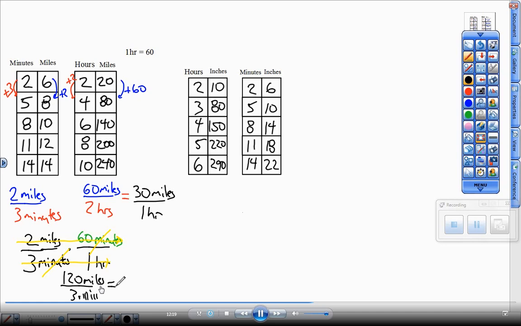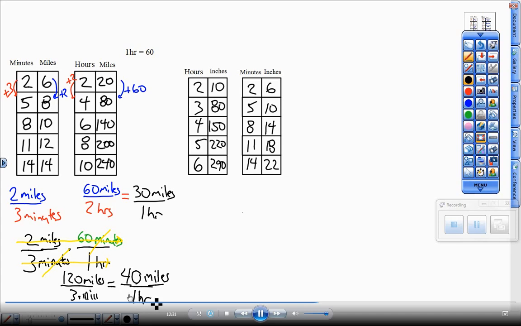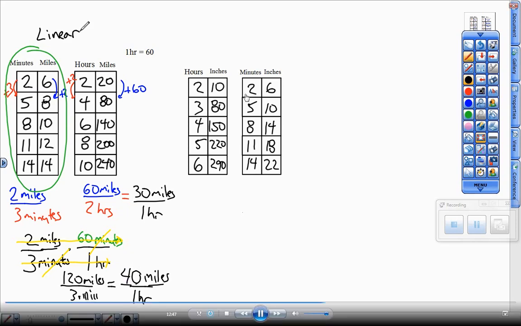And that gives me 40 miles per hour for every 1 hour. So I can see that 40 miles for every 1 hour is more than 30 miles for every 1 hour, a greater rate of change. These are linear tables. I don't know if they're discrete or continuous. All right, next problem here.